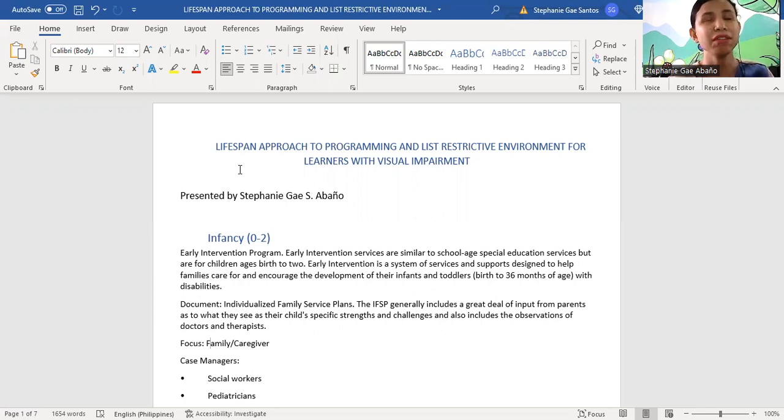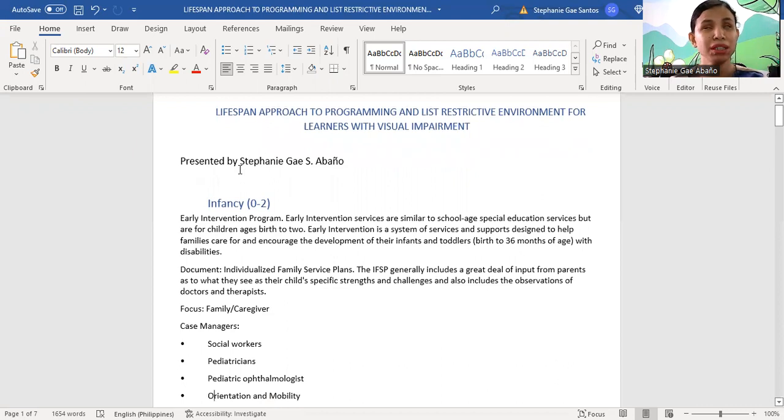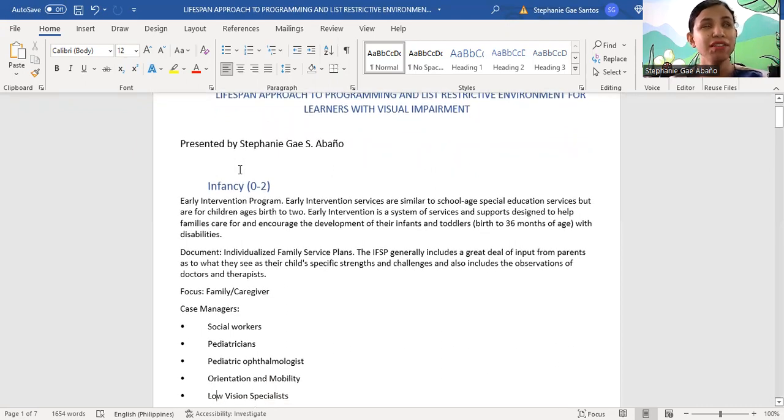Family is the main focus of this program, and the main goal is to empower the family in terms of the condition and on how they are going to handle their child. The case managers, who are at the same time implementors or the developing team of this program, are the social workers, pediatrician, ophthalmologist, orientation and mobility specialist, low vision specialist, and the families. Here in the Philippines, the teachers of learners with visual impairment usually do the duties of the low vision and orientation and mobility specialists.